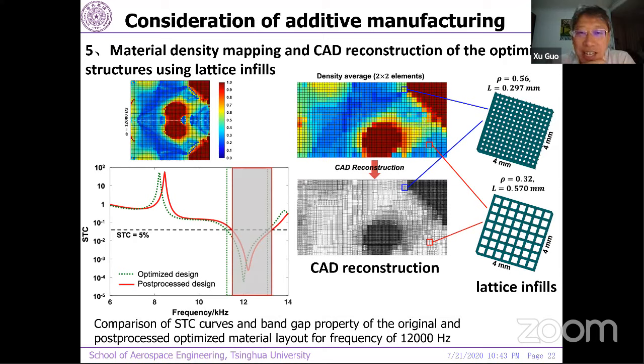The material density mapping will be mapped to a CAD reconstruction, and then we get a CAD reconstruction of the optimized structure using the lattice infused. We also compared the STC curves and band gap properties of the original and the post-processed optimized material layout. For the specified frequency, we can see the difference is small. So we almost keep the band gap properties of the structure.